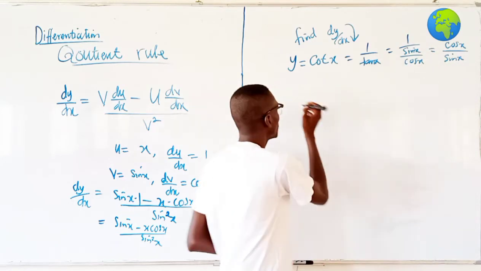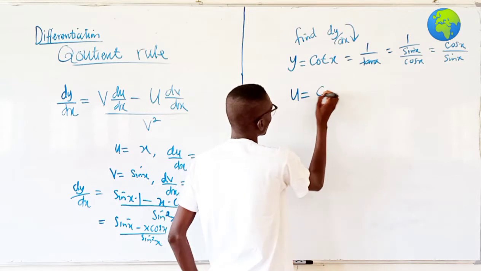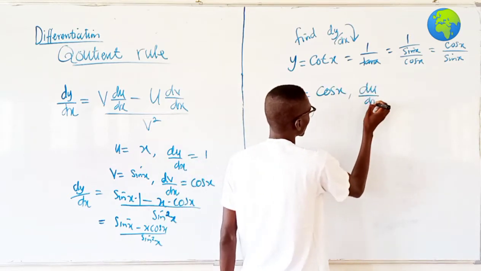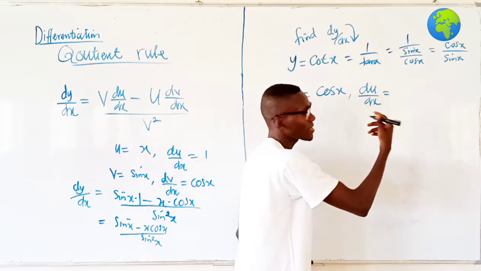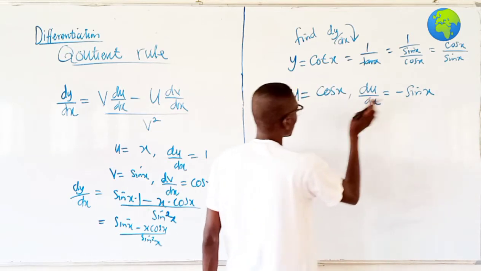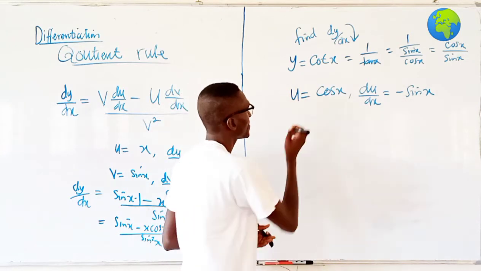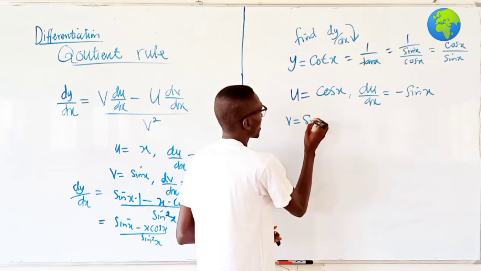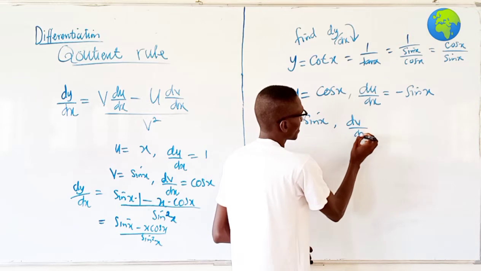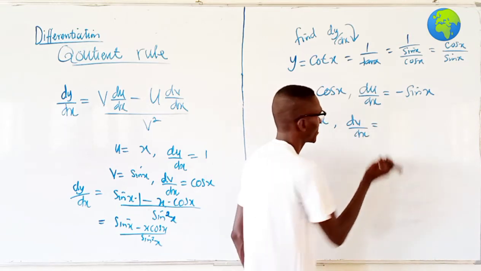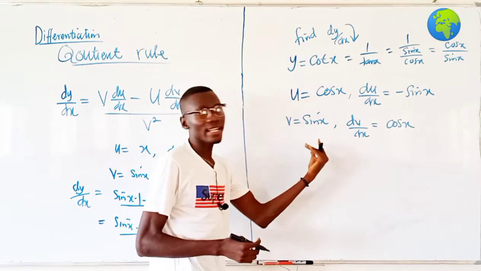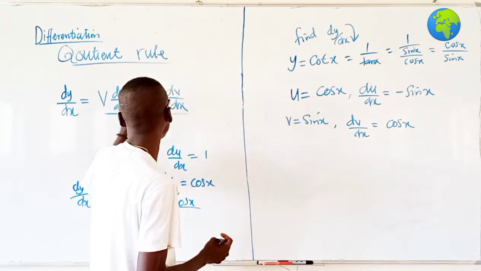So you can see that we've successfully made the function look in the form u over v. So what is our u? We have u equals cos x, so du/dx, if you differentiate cos x, is minus sine x. And v is sine x, so dv/dx, if you differentiate sine x, is cos x. So we have everything set for the formula.